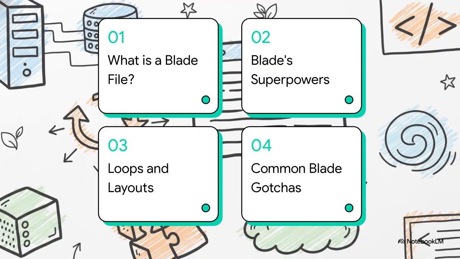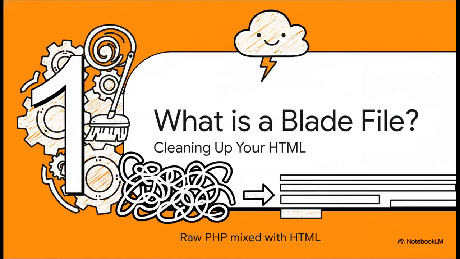All right, here's the game plan for today. We'll start with the basics. What even is a Blade file? Then we'll get into the fun stuff, Blade's superpowers, which are called directives. We'll also cover loops and layouts to keep your code nice and clean. And finally, I'll give you a heads up on a few common gotchas to save you some headaches down the road. Okay, so let's jump right into our first topic.